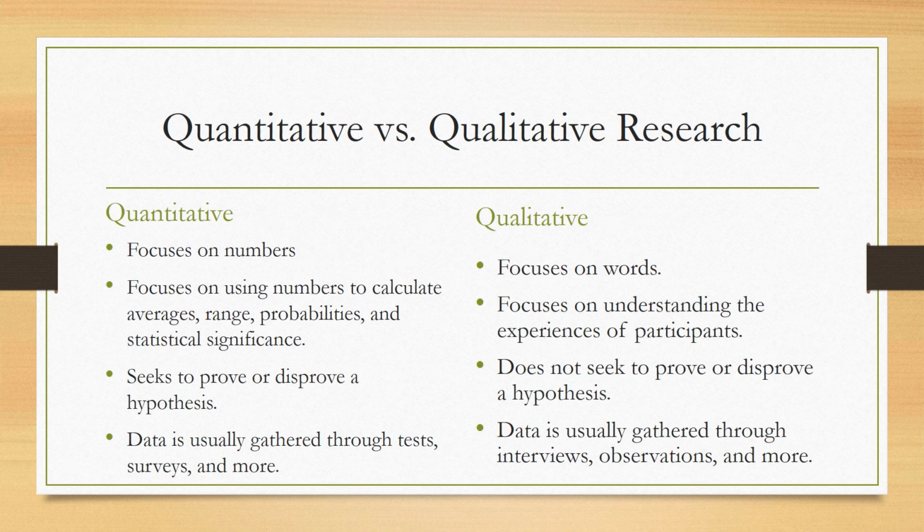Now, in addition to these types of research studies, you have two different categories of research: quantitative versus qualitative. Quantitative, as its name implies, focuses on numbers. It focuses on numbers to calculate averages, ranges, probability, and statistical significance. It seeks to prove or disprove a hypothesis, and it usually gathers numerical data through different instruments such as tests or surveys. So an example of a quantitative study might be this curriculum study that I mentioned earlier.